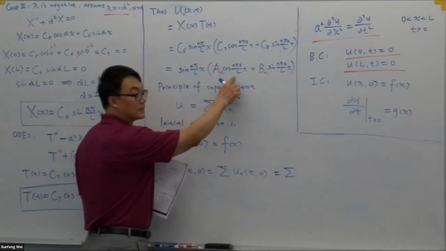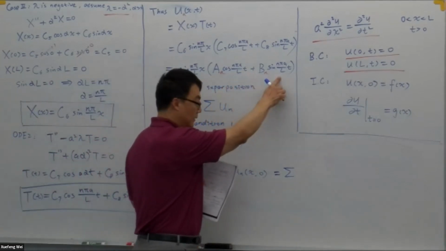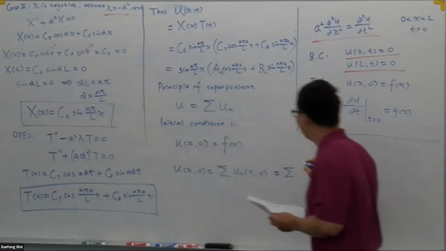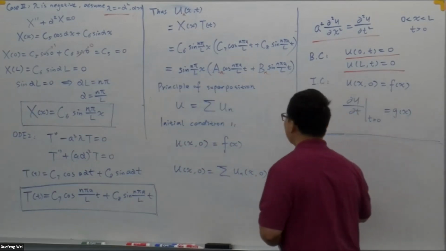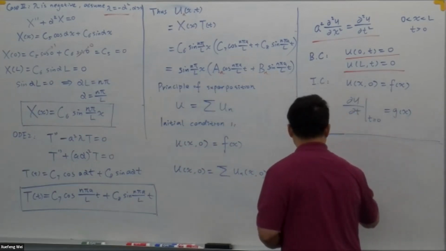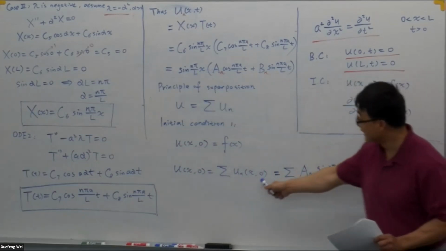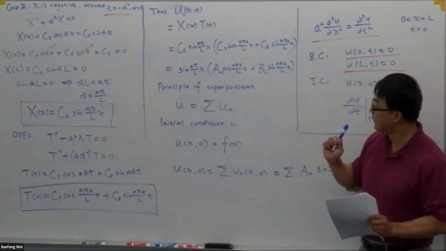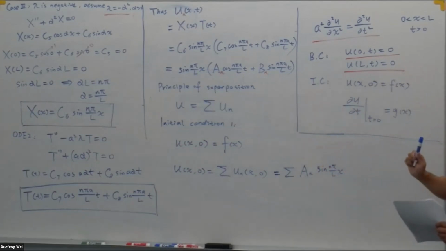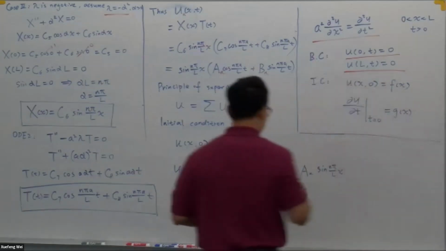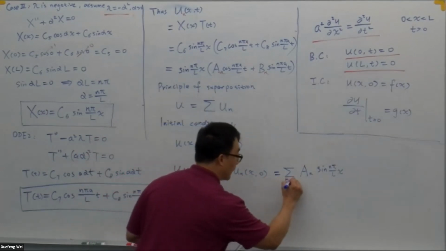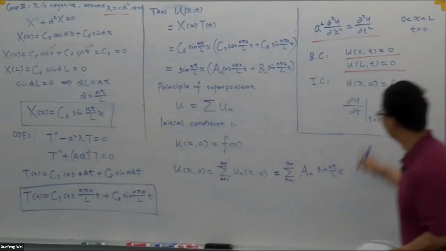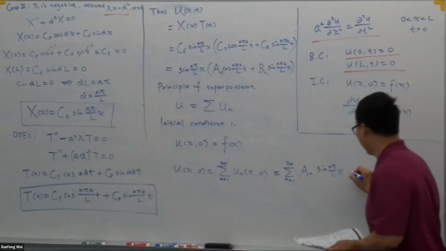So now we have the summation of A_n times cosine 0 plus B_n sine 0, so it's actually A_n sine(n pi over L x), because we plug t equal to 0 into this. Can you see that? You can see n goes from 1 to infinity. This has to equal what? f(x). Yes, this has to be equal to f(x).